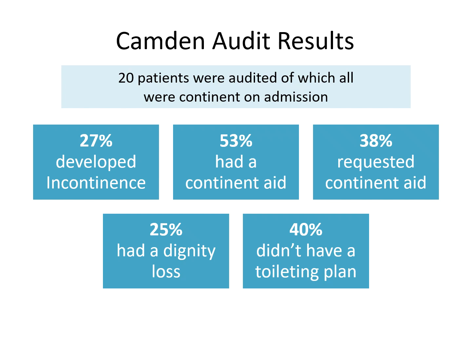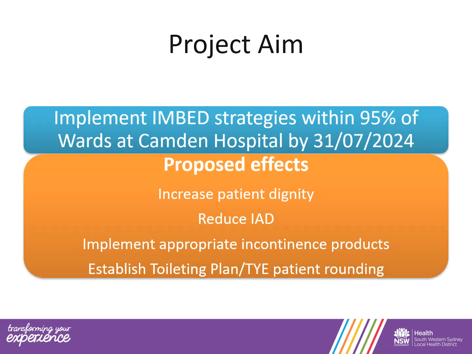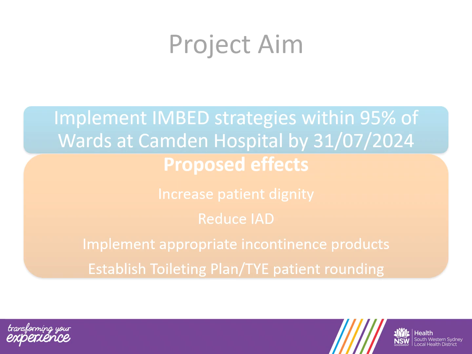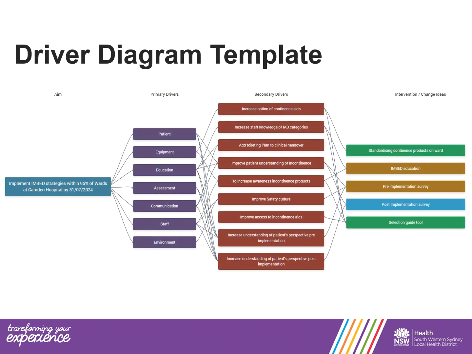And this is just about the Camden audit results. Here we have just a summary of the project aim, which was to increase patient dignity, reduce IAD, and implement appropriate incontinence products. And this slide just goes through the driver diagram template, which shows the breakdown of the implementation of the project.